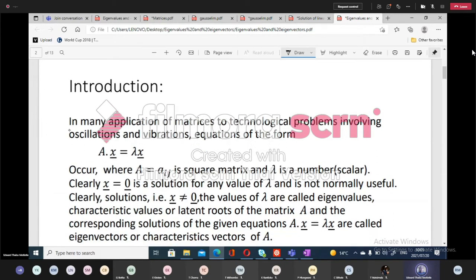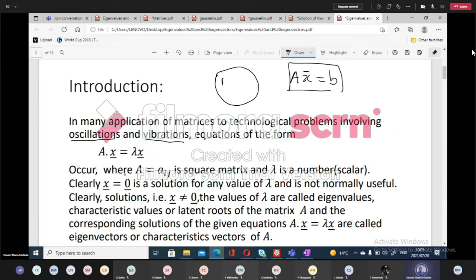So many applications of matrices to technological problems involve oscillations, vibrations, and equations. For those who are doing mechanical engineering, oscillations and vibrations will be part of the problems that you will solve now and in future. So here we have a system. Remember, one of the methods that we used to solve it was matrix inversion. So we have a system like AX equals B. That's where we'll start.